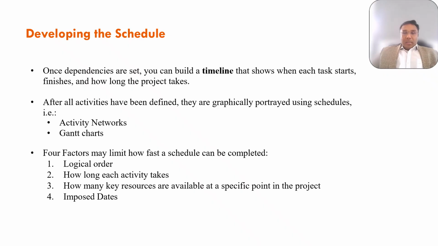Once dependencies are identified, we develop the schedule. Developing a schedule involves breaking down a project into manageable tasks, estimating their duration, and sequencing them in a logical order to create a timeline. This includes visual tools such as the network diagram and the Gantt charts or the bar charts. However, our ability to compress the schedule is often constrained by logical sequence and activity duration, resource availability, and imposed deadline.